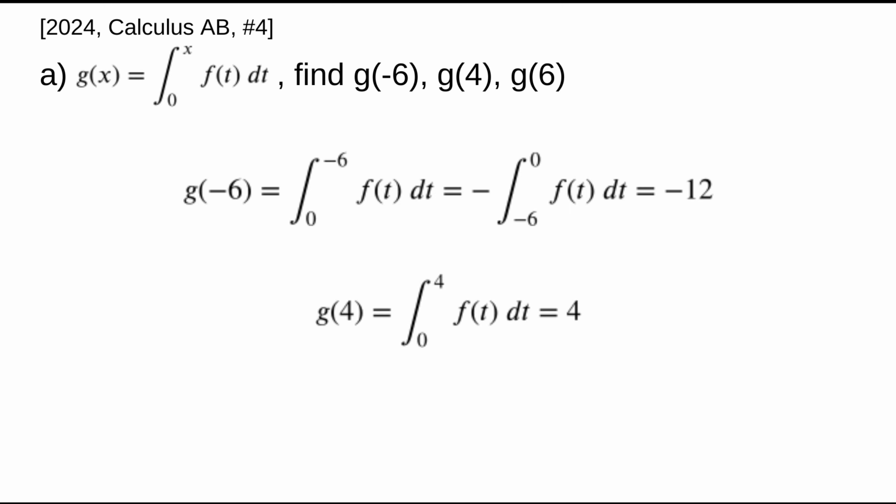g of 4 is simply the area under the curve from 0 to 4. This shape is just a triangle, so you can just use the formula for the area of a triangle to calculate that area. It turns out that that area is 4. And g of 6 is the integral from 0 to 6 of f of t dt, which is really just the sum of two areas of triangles, where one of them is underneath the x-axis. And we get 4 minus 1, which is 3, so g of 6 is equal to 3.